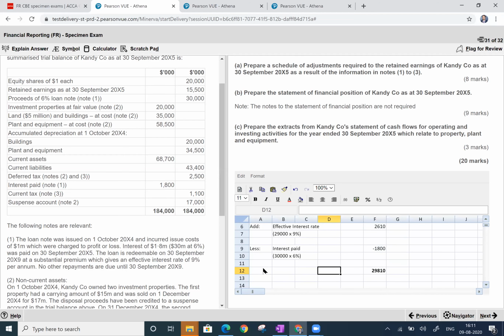So this is the loan note as at 30th September 20x5. You show this in the SOFP as a non-current liability. Okay, done.